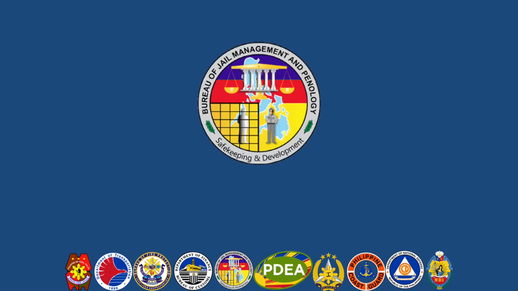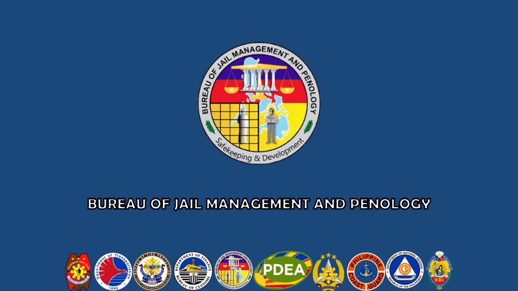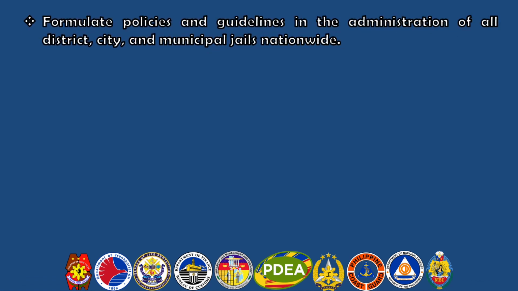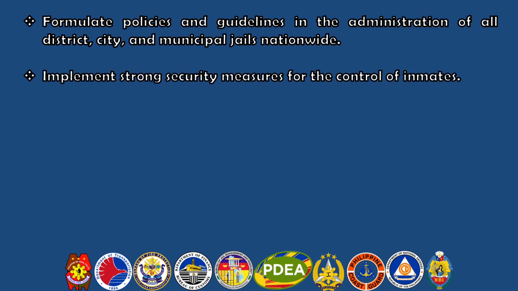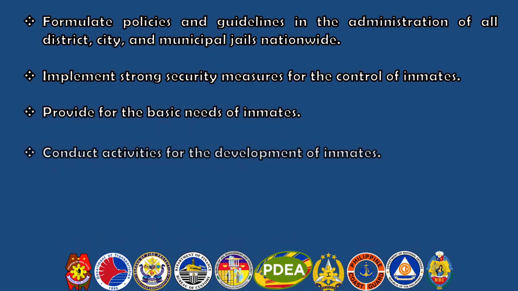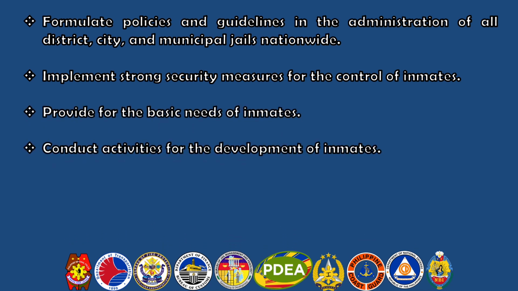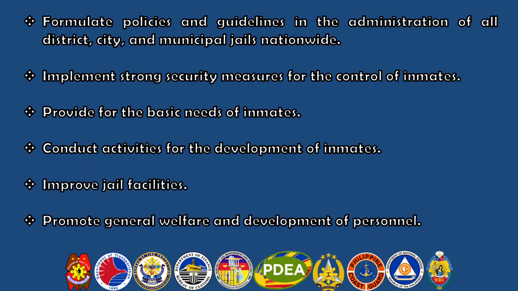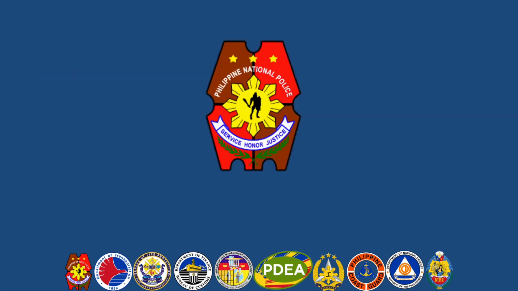Next is the BJMP or the Bureau of Jail Management and Penology. So what are their powers and functions? Formulate policies and guidelines in the administration of all district, city, and municipal jails nationwide. Why are there no provincial jails? Because as we all know, provincial jails are under the provincial government. Implement strong security measures for the control of inmates. Provide for the basic needs of the inmates. Conduct activities for the development of inmates such as rehabilitation programs. Improve jail facilities. Promote general welfare and development of personnel.